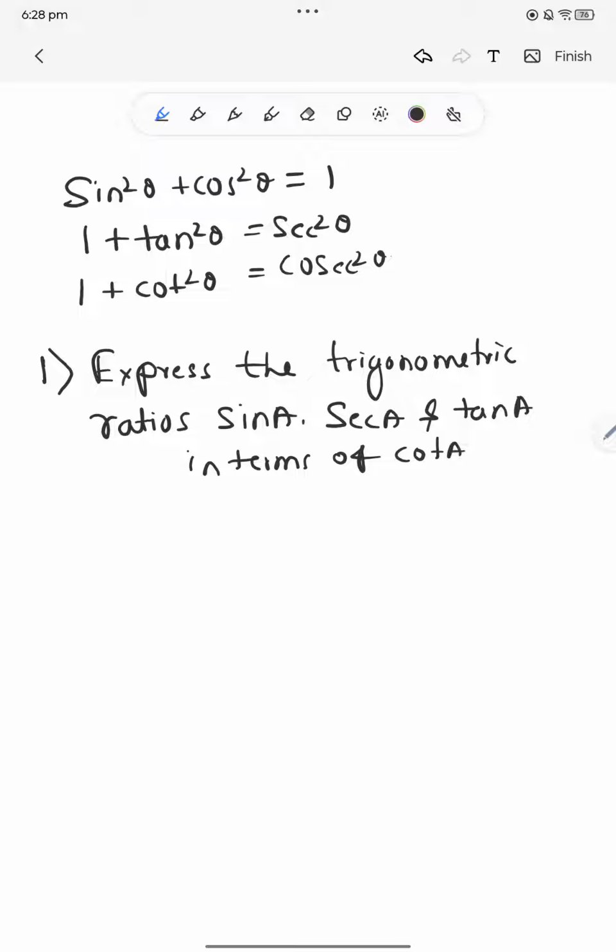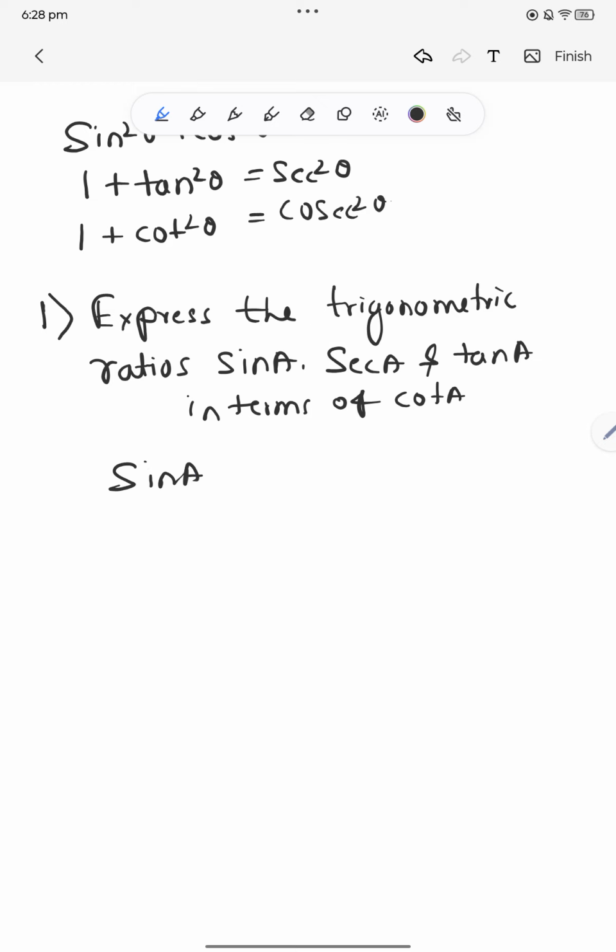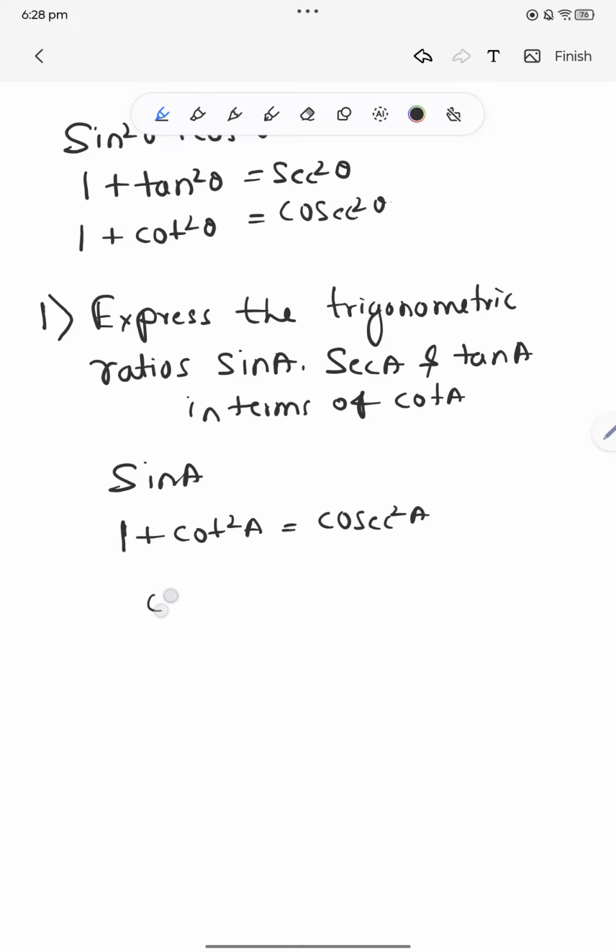Let us take first sin A. As you know from above, 1 plus cot square A is equal to cosecant square A. So what we want is sin in terms of cot. So cosecant square A is equal to 1 plus cot square A.